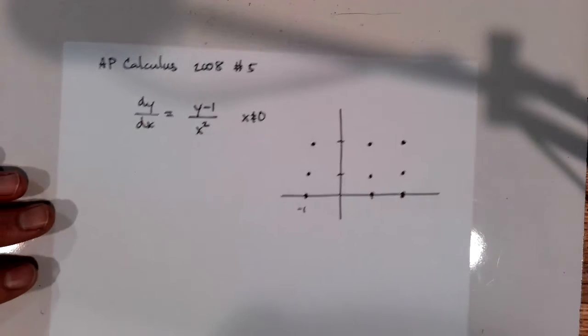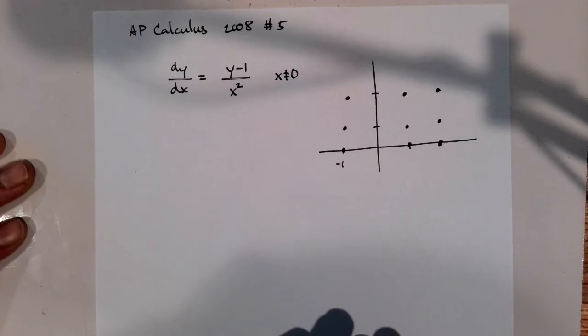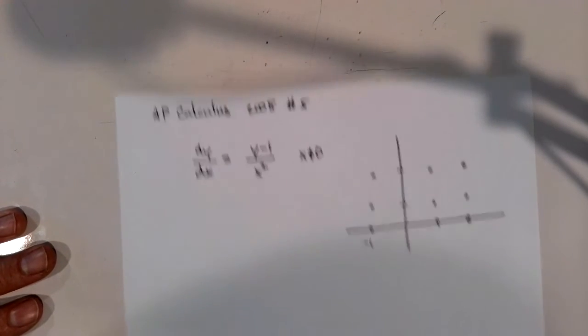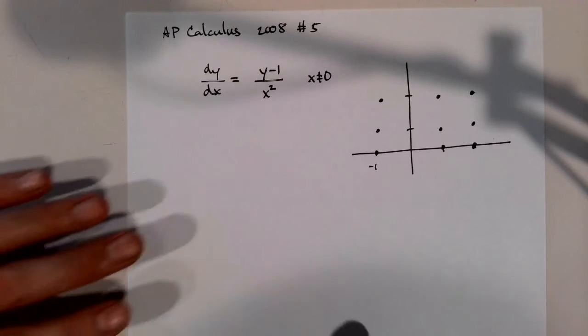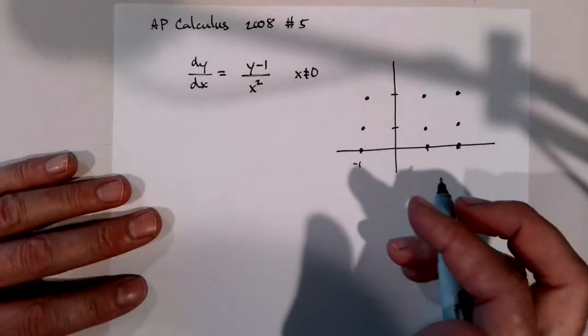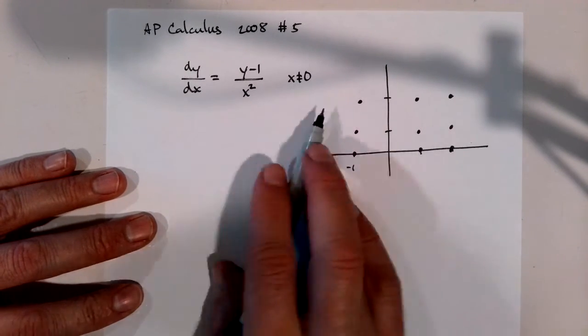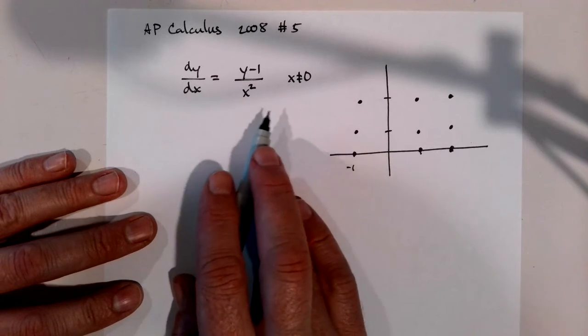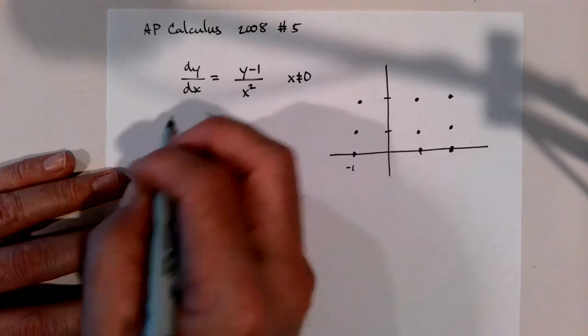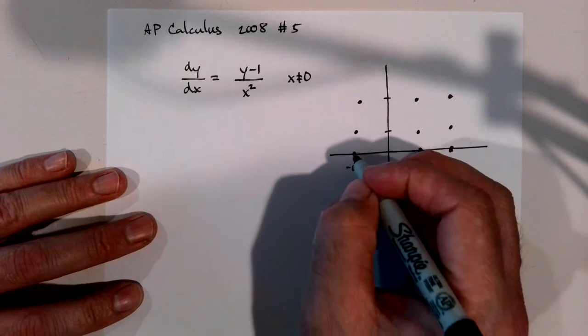Okay, here we go. We have problem number 5 from 2008. One thing that's nice about this problem is it talks about a slope field. Part A says, sketch a slope field. And a slope field is actually pretty easy.